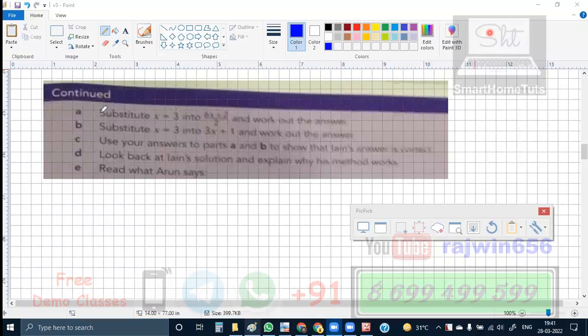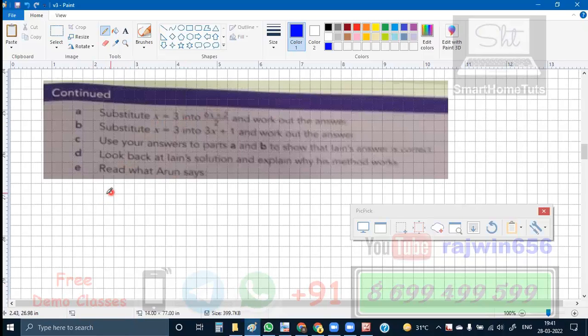Okay, see the next part here. Substitute x is equal to 3 into (6x plus 2) divided by 2 and work out the answer. This is the first part that I'm solving. x is equal to 3. Now here the expression is 6x plus 2, and this whole is divided by 2. I'm supposed to substitute x is equal to 3. So this is going to be 6 multiplied by 3 plus 2, and the whole thing is divided by 2.